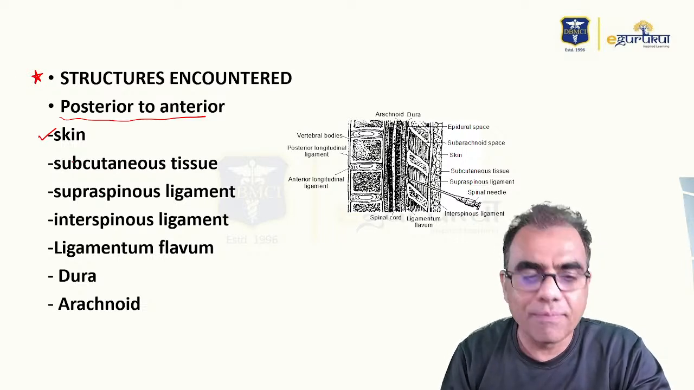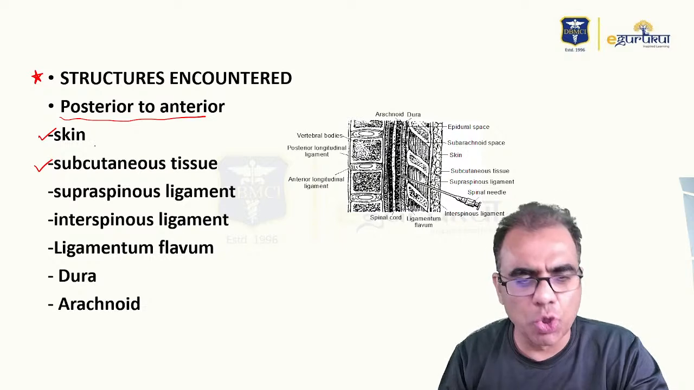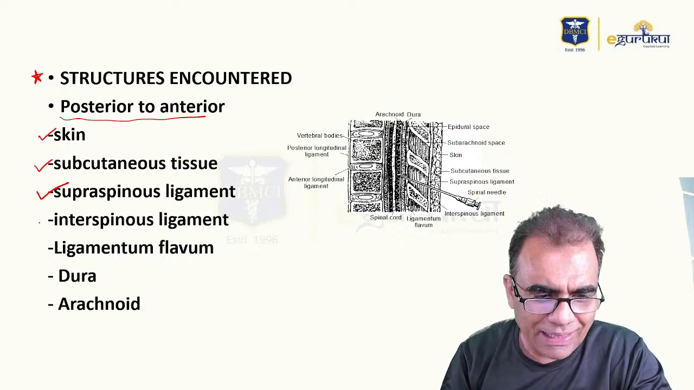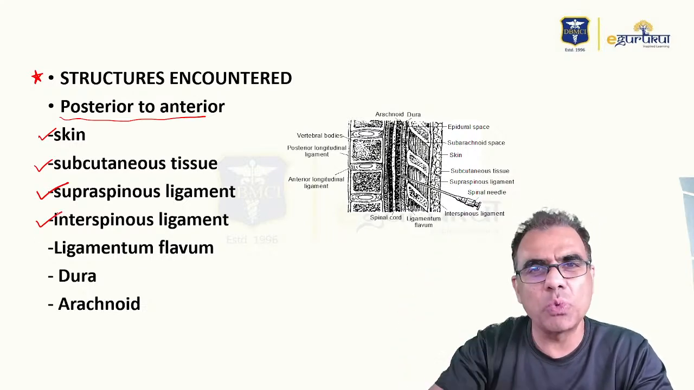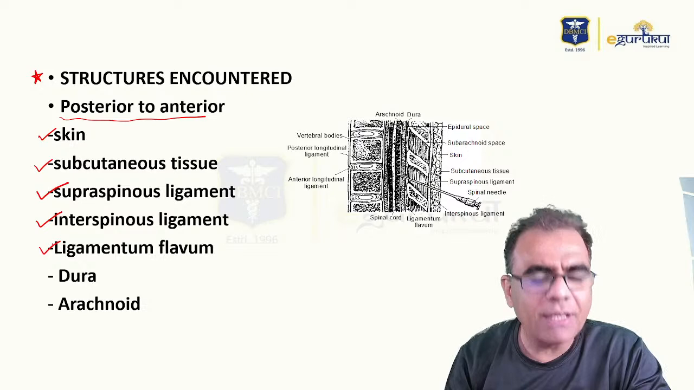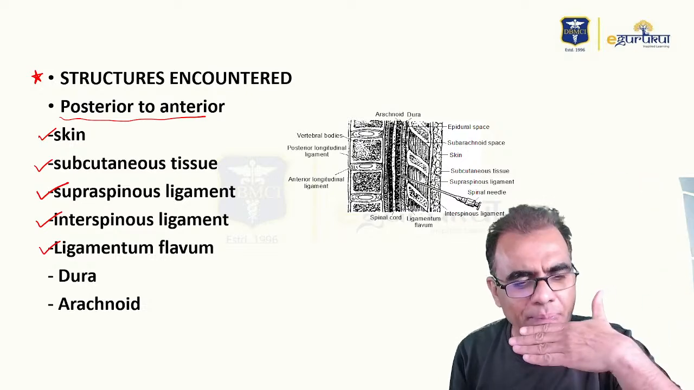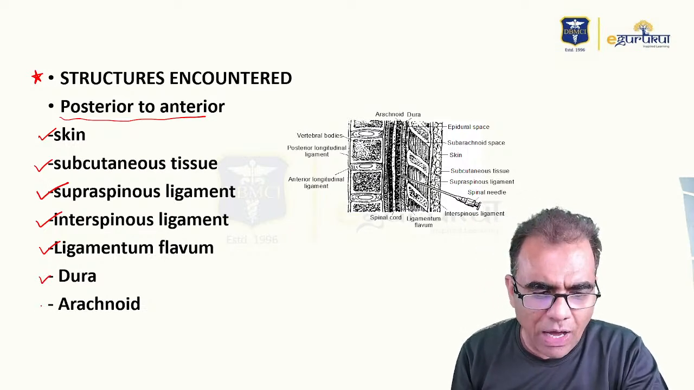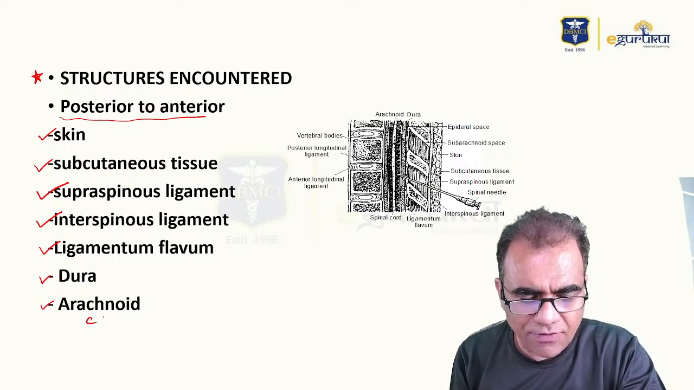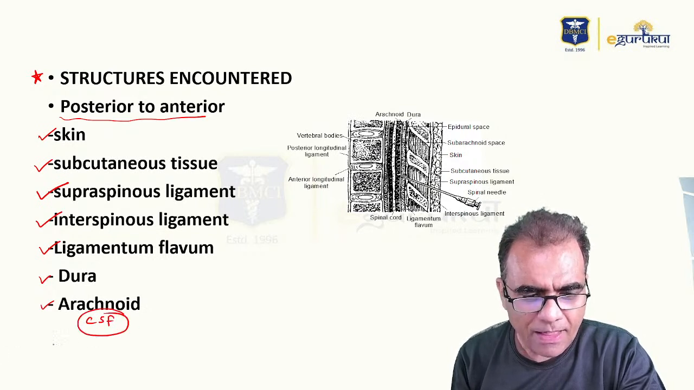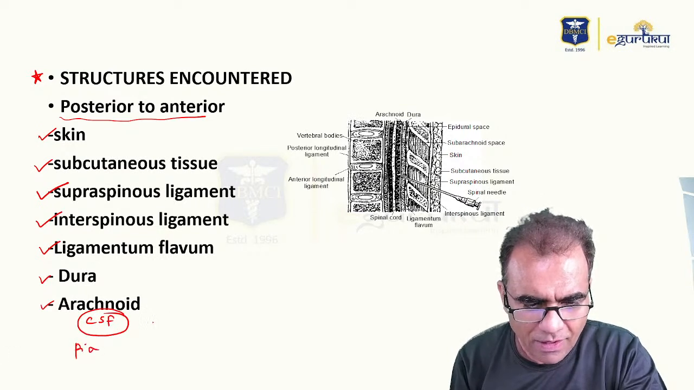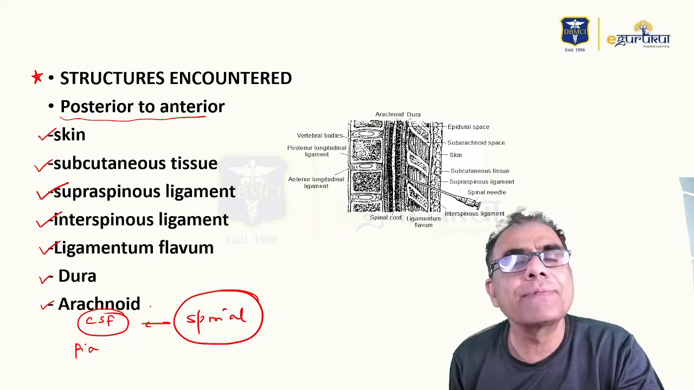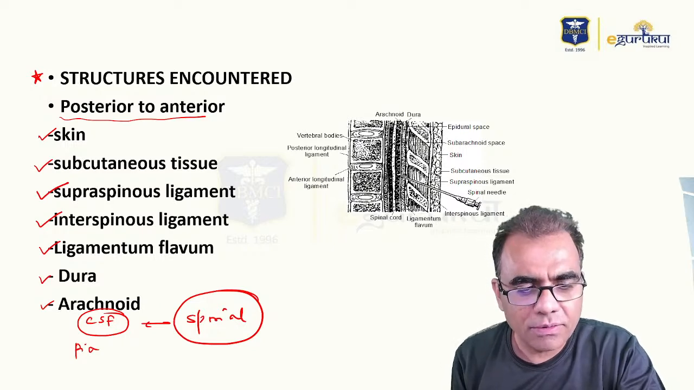In fact, skin, then you will be piercing subcutaneous tissue, then the supraspinous ligament, which connects the tips of the spinous processes, then the interspinous ligament, as the name suggests, between the spinous processes, then the ligamentum flavum, also called the yellow ligament, and after that you pierce the dura, and after the dura, the arachnoid. You know that CSF is present between the arachnoid and pia. So spinal is given here, which is why spinal is also called a subarachnoid block.